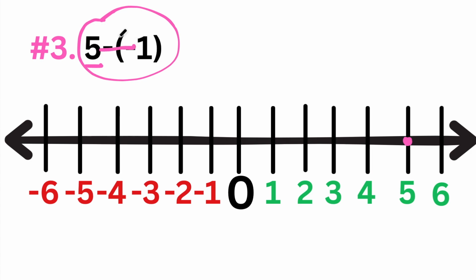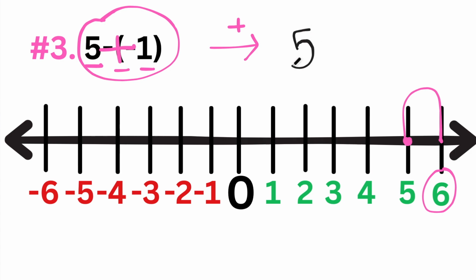Again, we are starting with 5, positive 5, so we're going to go to the positive side and plot our 5. And then our operation here is subtraction because it's 5 minus -1. But we have a rule. Whenever we are subtracting by a negative, that is the same thing as adding. And to help you, you can just create a plus sign with the minus sign and the negative sign and the parenthesis like that.